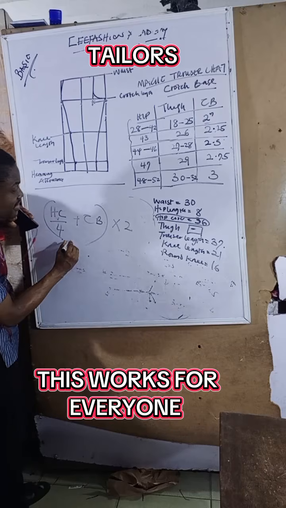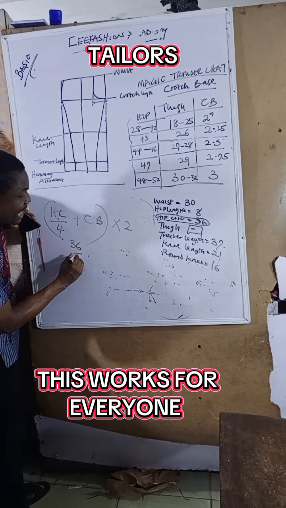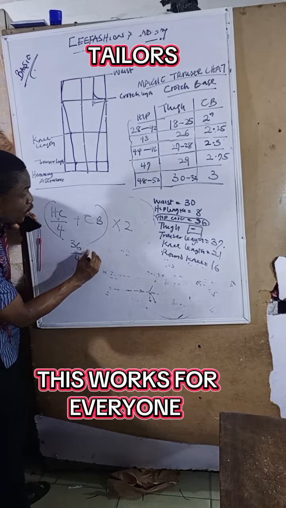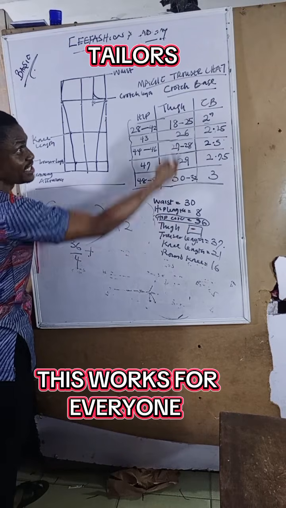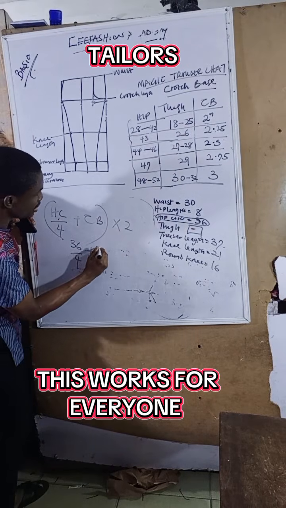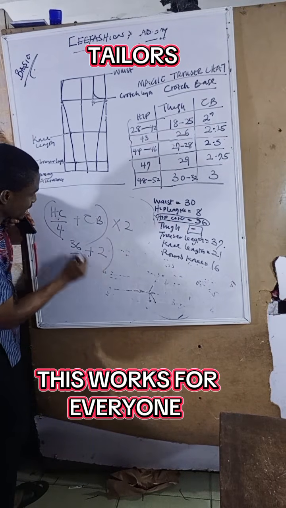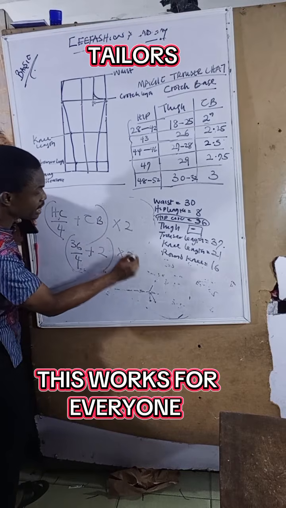So now let's continue. The hip circumference, which is 36 inches, divided by 4, plus the crotch base, which in this case, for a hip of 36, is 2 inches. So plus 2, bracket open, bracket close, times 2.